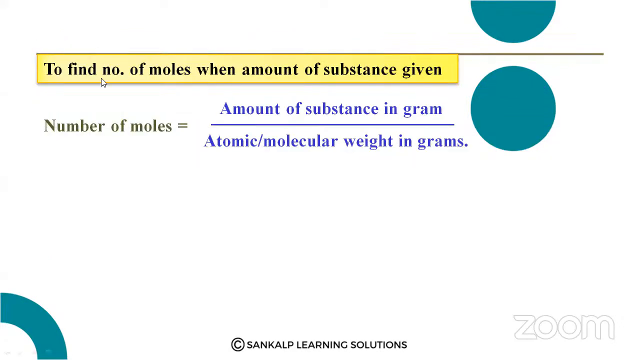So when the amount of substance is given, you can calculate the number of moles by the amount of substance in grams divided by the atomic or molecular weight in grams. So this is the formula when you have to find the number of moles from the amount of substance in grams. Whenever you're calculating the number of moles in terms of amount of substance, you have to use this particular formula.